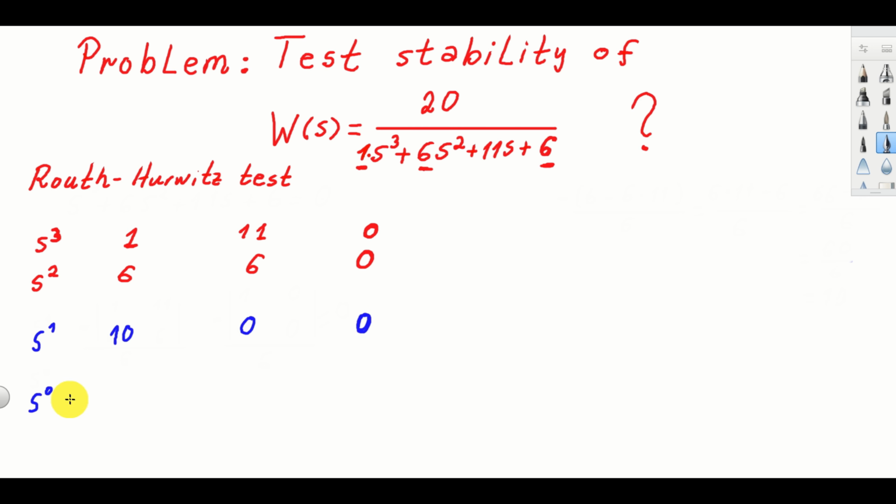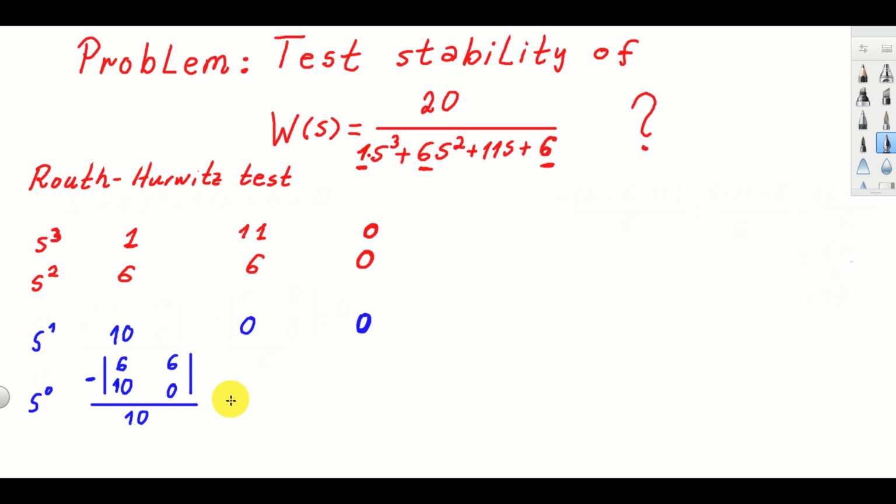Next, we need to construct the entries in the fourth row. The principle is the same. The first entry is constructed like this. In the denominator we have 10, that is, we have this entry, and in the numerator we have a determinant of a matrix formed by using this column and this column. Let's enter this matrix. We have 6, 10, and over here we have 6, 0 with a minus sign.